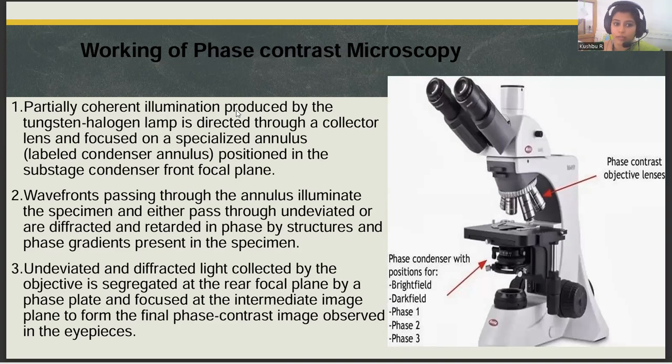Partial coherent illumination, that is the light obtained as a source, is produced from the tungsten halogen lamp. That is from where we get the light. That is being collected and focused onto the specialized annulus diaphragm, that is your annular diaphragm. Then it proceeds to the substage of your condenser front focal plane.